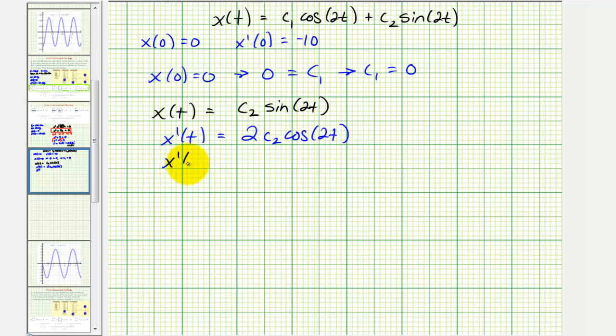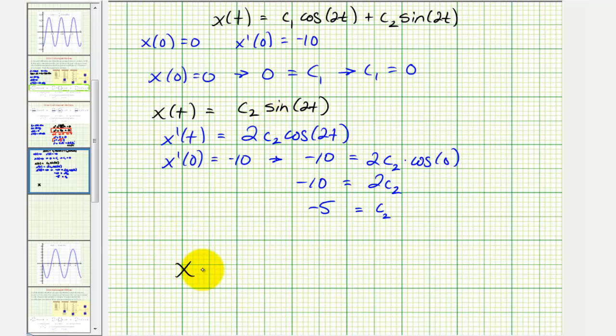So if x prime of 0 equals negative 10, x prime of t is negative 10 when t is 0. So if t is 0, we would have 2 times c sub 2 times cosine 0, which is equal to 1. So negative 10 equals 2 c sub 2. Dividing both sides by 2, we have c sub 2 equals negative 5. So substituting negative 5 for c sub 2 will give us the equation of motion, which is x of t equals negative 5 sine 2t.